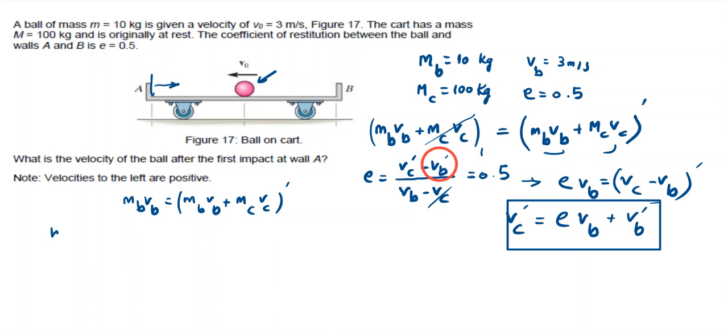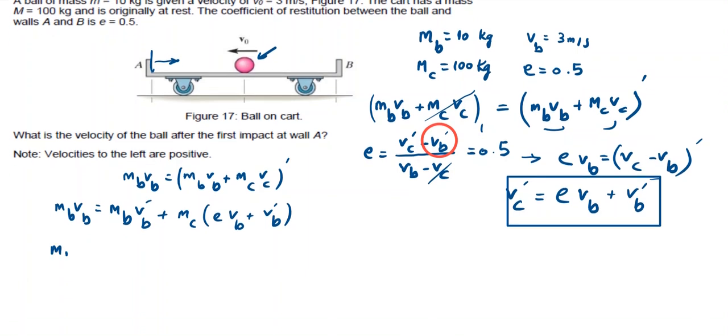So I just sub this one into the formula I just got here. MB VB is equal to MB VB prime plus MC, and instead of VC prime I put E VB plus VB prime. So again, I need to rearrange it a bit. I just expand that out, and then I will try to cancel things out: MB V prime B plus MC E VB plus MC V prime B.